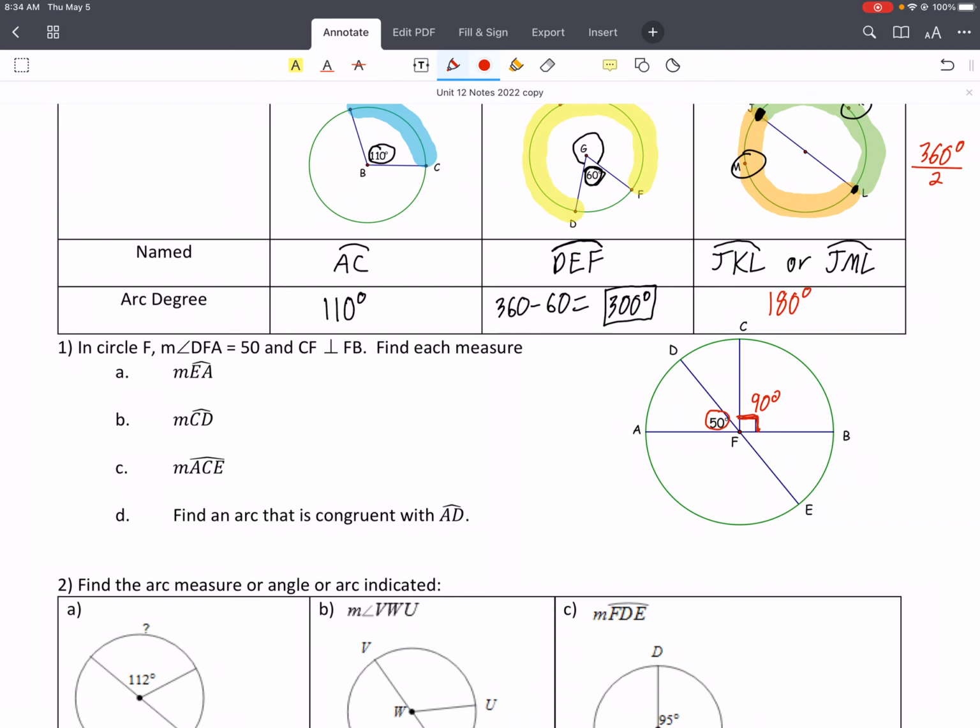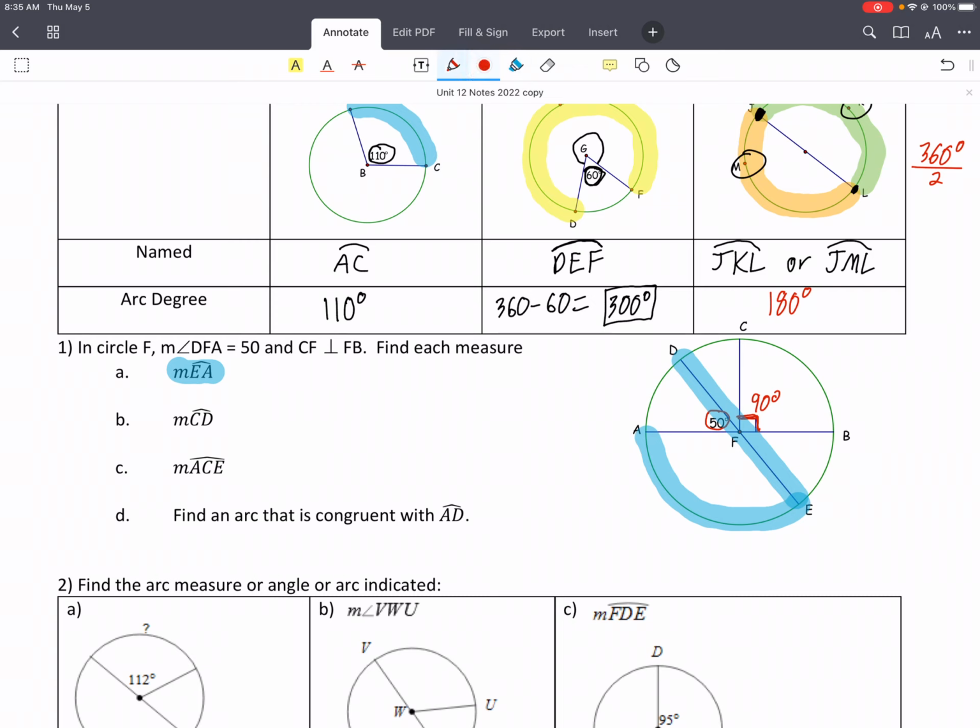Okay, so now what we want to do is find some different arc measures here. So we have to start to chase our arcs. First off, we have the measure of EA, so we have to figure out what that measures. To be able to do that, one thing that'll help us is if we look at this line right here, because, hey, that's a diameter. So that makes a semicircle, and so this total arc length should be 180.